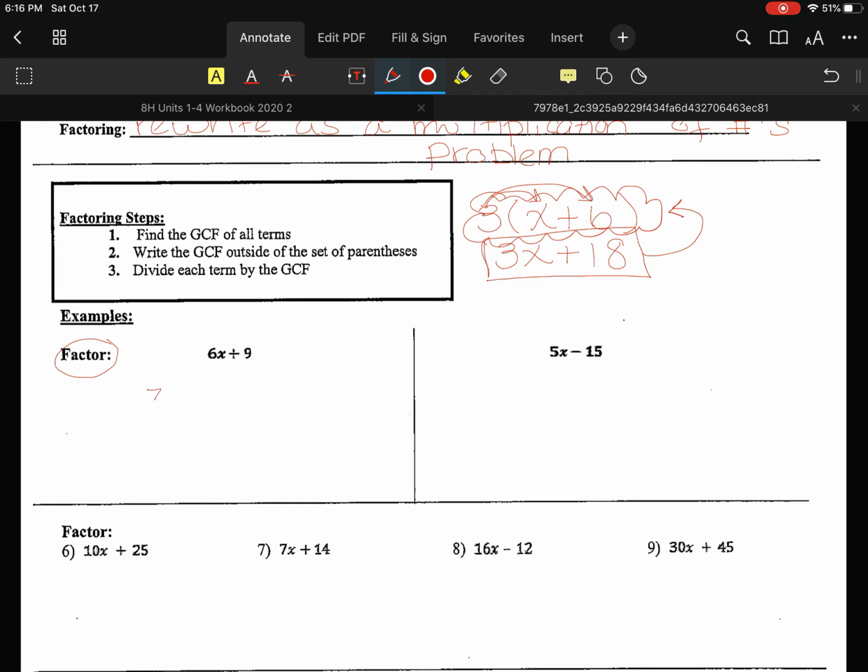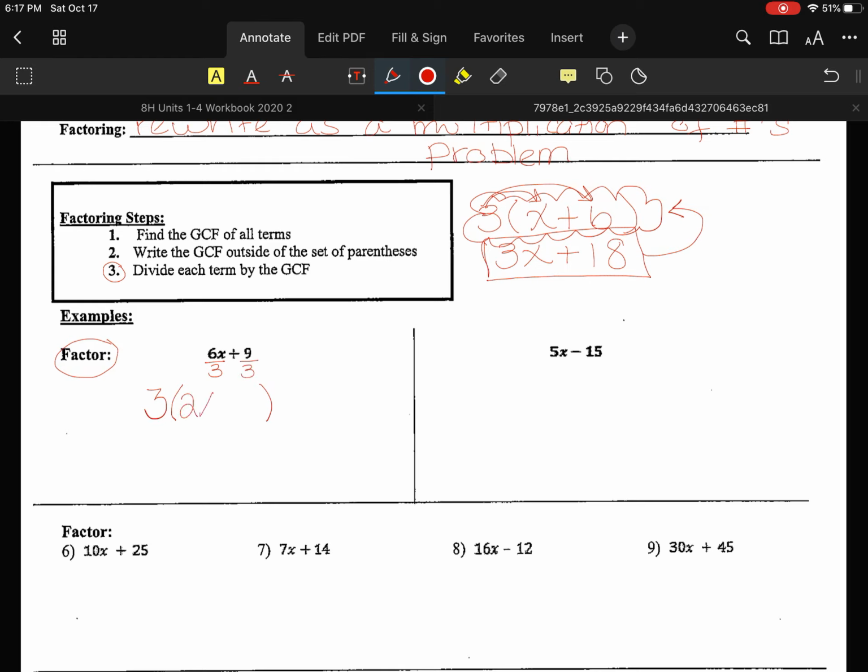So let's take a look at the first example. We have a 6x and a 9. The greatest common factor of 6 and 9 would be 3. The greatest number that can divide into 6 that also can divide into 9. Then I'm going to put my parentheses because factor means to rewrite as a multiplication problem. In order to undo the multiplication, we need to divide. So for step number 3, it says divide each term by the GCF, because in order to undo multiplication, you need to do the opposite of multiplication, which is division.